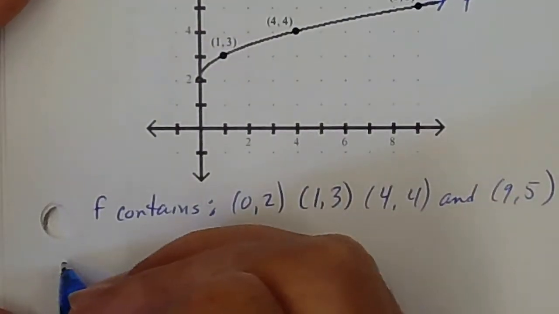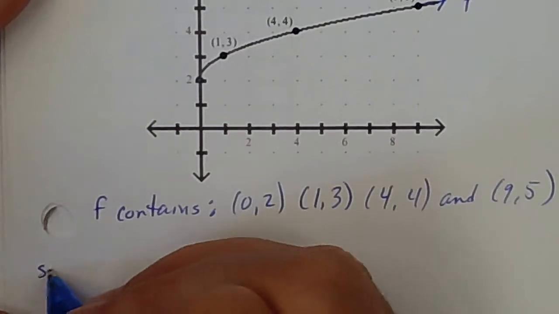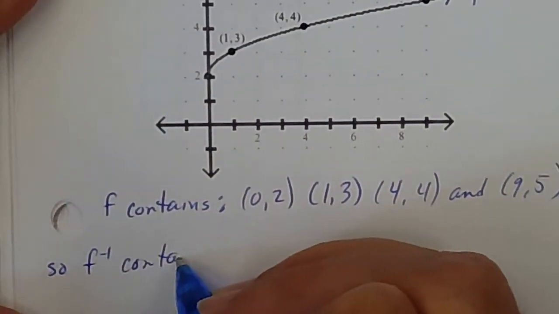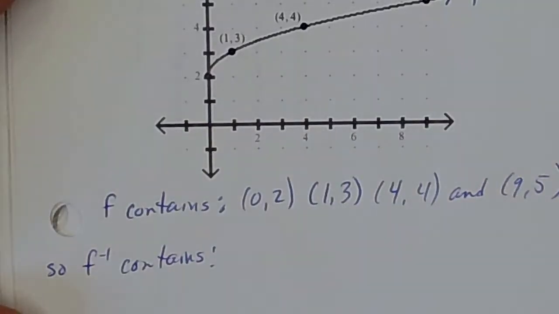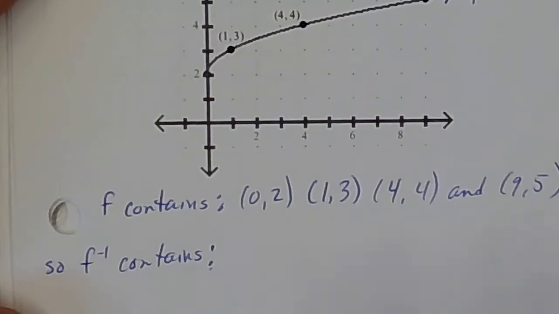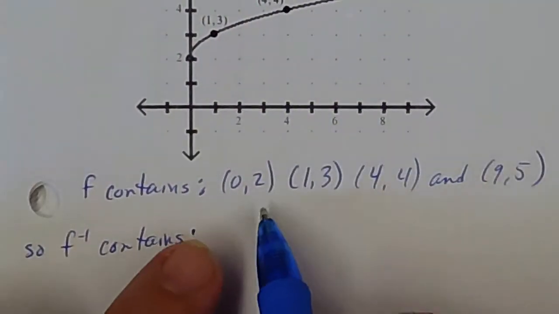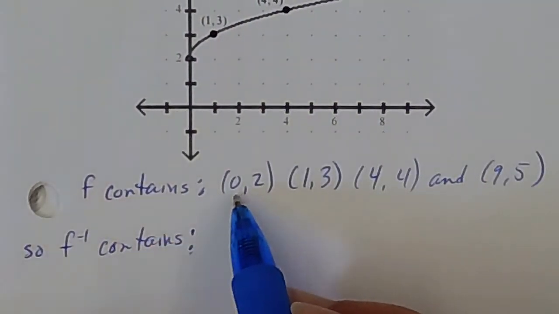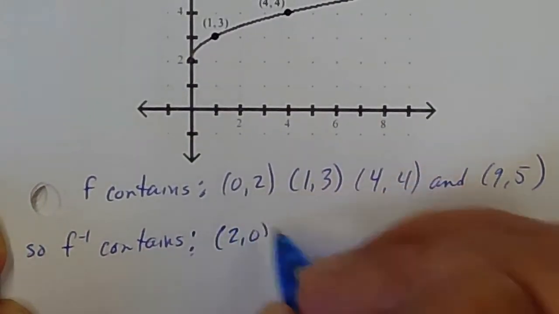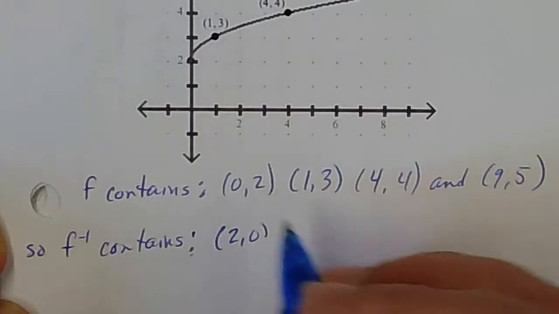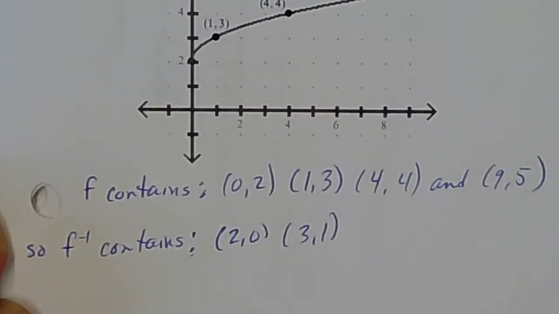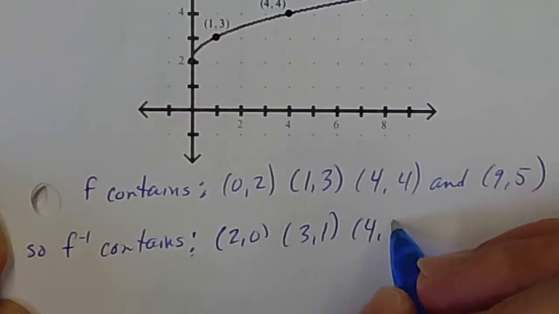Okay. So if that's the case, we know, therefore, the inverse contains, all I'm going to do is take these ordered pairs now and interchange the domain and range. So if f contains 0, 2, its inverse must contain 2, 0. If 1, 3 is on f, then 3, 1 must be on the inverse.